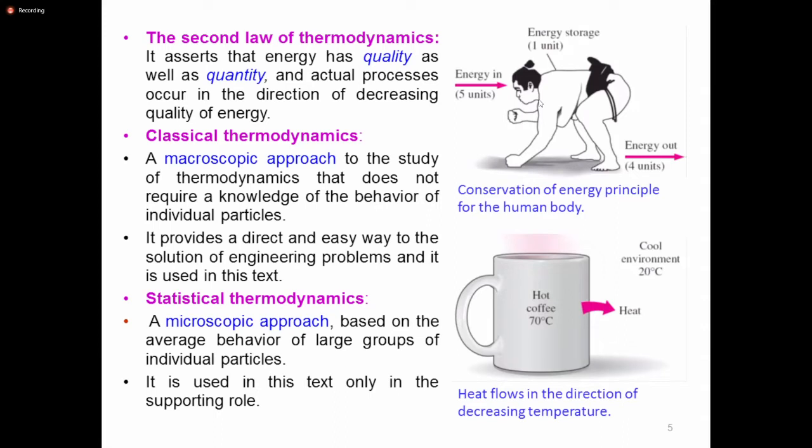Now, there are different approaches to study thermodynamics. The first approach we generally call classical thermodynamics, and the second approach is called statistical thermodynamics. What is classical thermodynamics? Classical thermodynamics is also called the macroscopic approach to the study of thermodynamics that does not require a knowledge of the behavior of the individual particle.